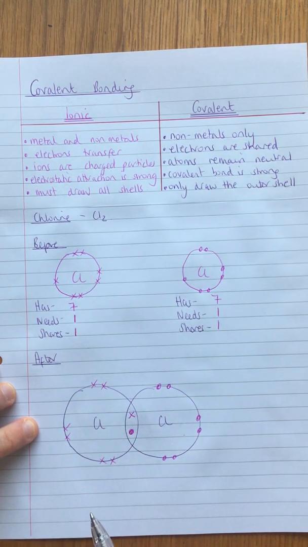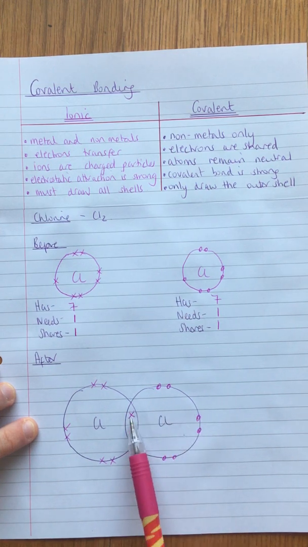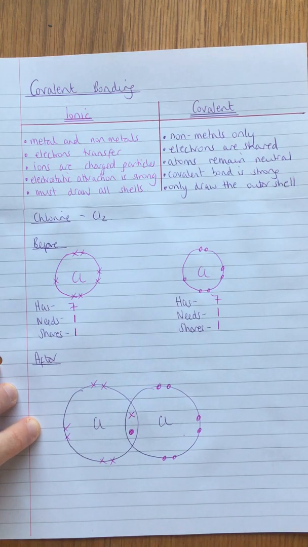Whatever's in the middle counts for both. This one then, 1, 2, 3, 4, 5, 6, 7, 8. We're good. So the next example then we'll have a look at is oxygen.